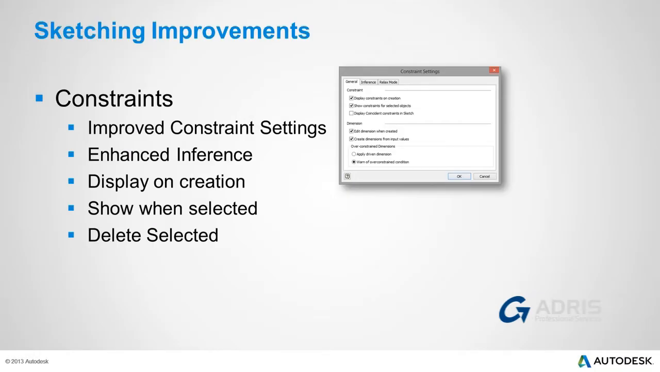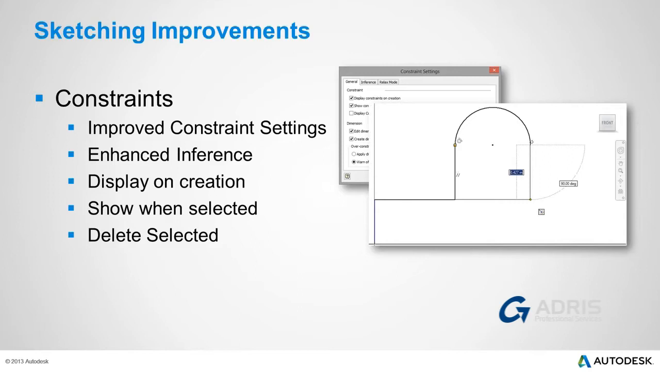All right, let's take a look now at some of the changes which have been made to the sketching environment. First and foremost, you're going to notice that the constraint settings dialog box has been changed to allow for the addition of the new relax mode, which we'll get into in a second, as well as changes to the general tab itself and the inferencing. We've made changes to how constraints are set, and to the inferencing itself. We now display the sketch constraints themselves as you're creating them. You can select them, and manipulating those constraints has become much easier for the user.